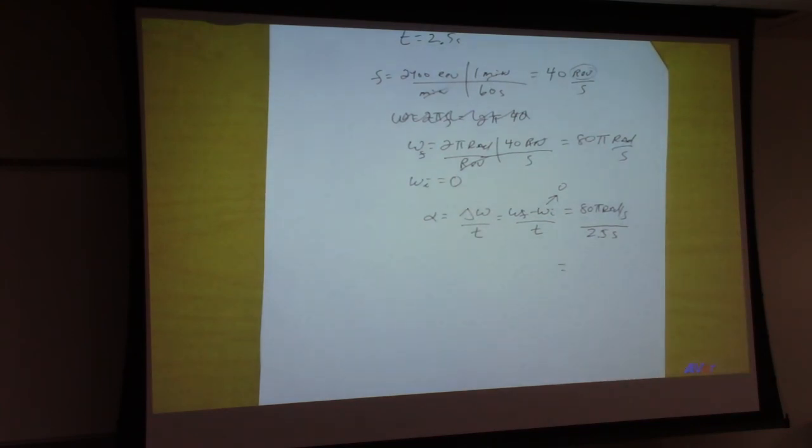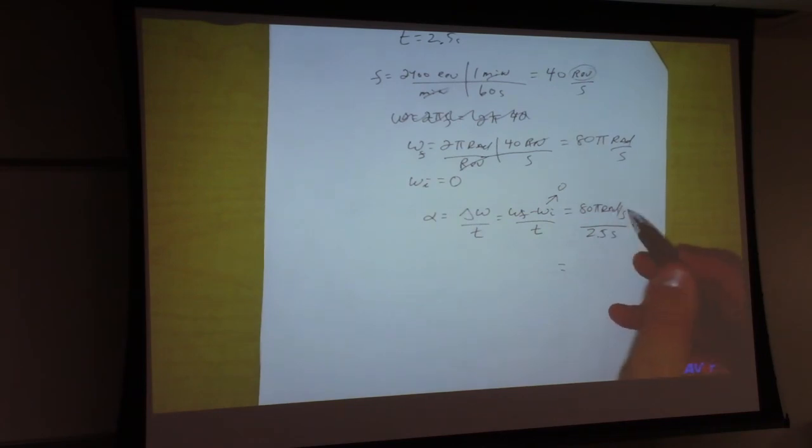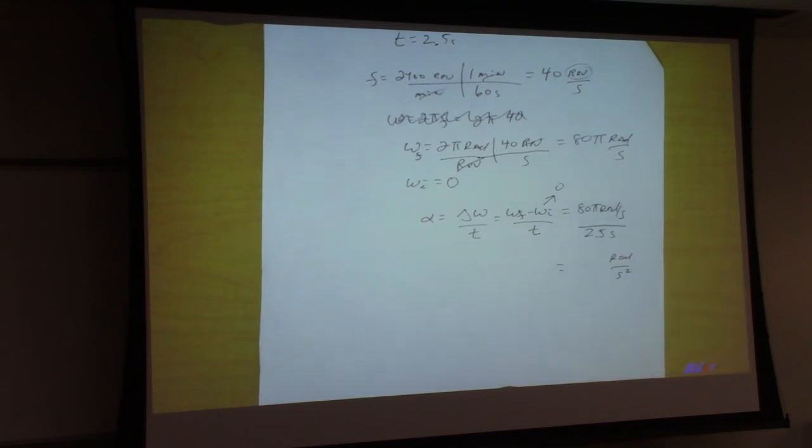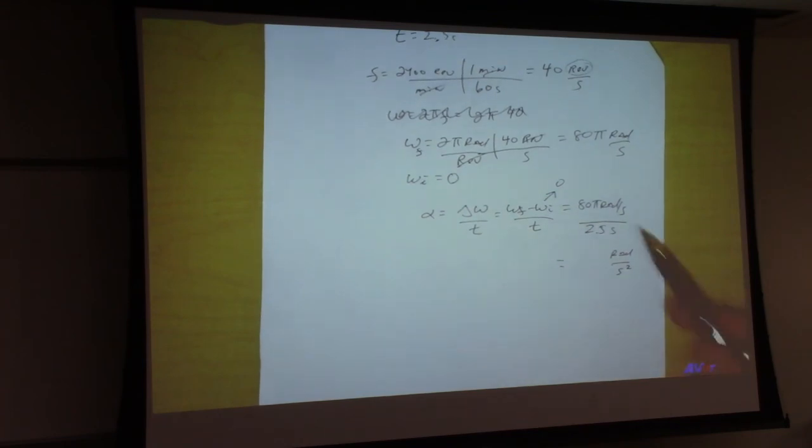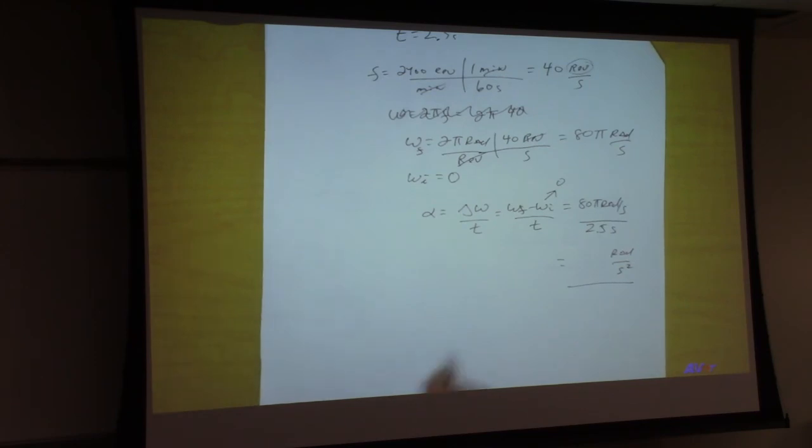So 160 over 5, that's 5 point something. Whatever this turns out to be, I forgot my calculator at home. But you can see the units are radians per second squared. I'll leave it to you to plug that into your calculator. And then, how many revolutions does it go through?